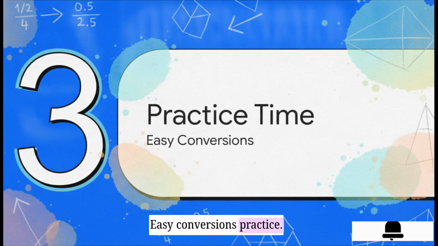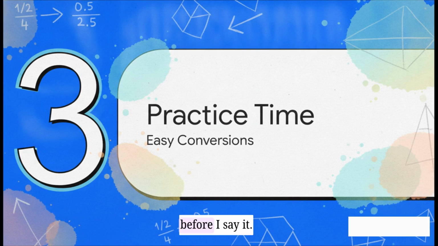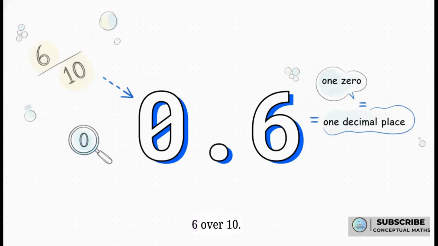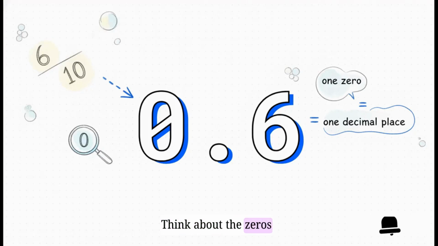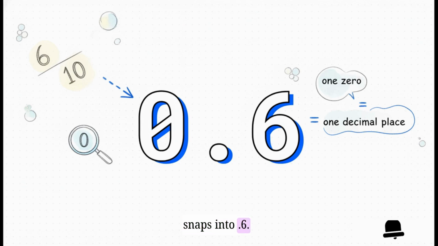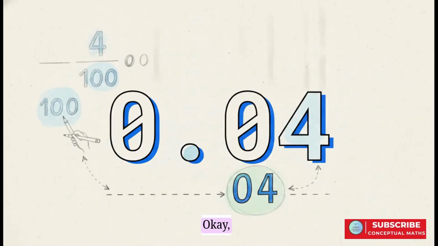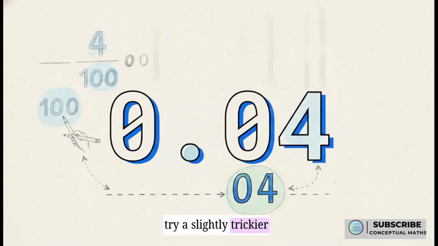Ready for section 3? Easy conversions practice. Let's do a rapid-fire round. See if you can guess the decimal right before I say it. First up, 6 over 10. Think about the zeros for a second. What does it become? Yep, exactly. Because of that single zero in the 10, it instantly snaps into 0.6. 1 zero equals 1 decimal place. You got it.